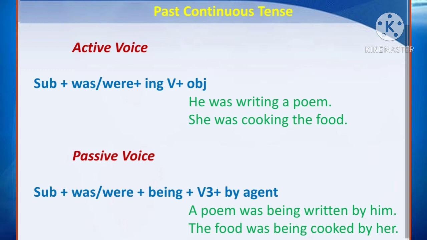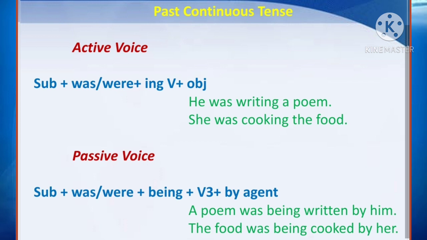She was cooking the food. She is a subject, was plus cooking, the ing form of the verb cook, plus the object, the food. Now how will you change these sentences into passive voice? The rule is given there. Subject plus was or were plus being plus V3 plus by agent.